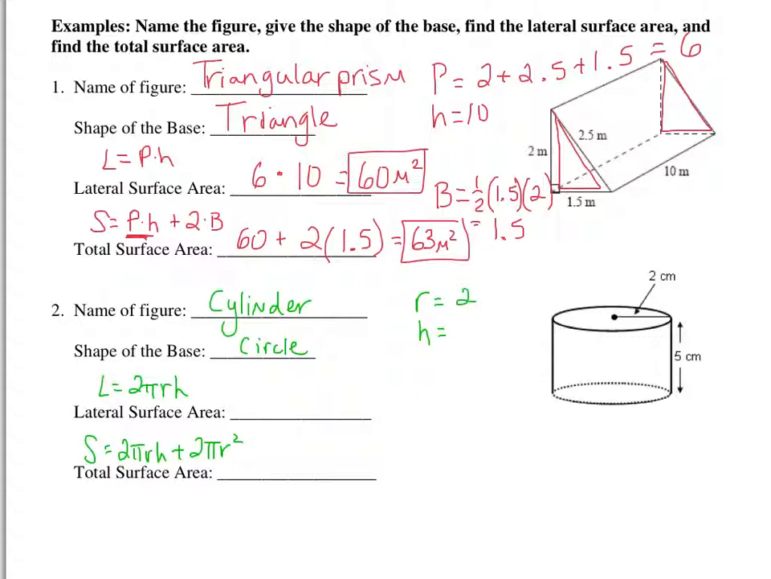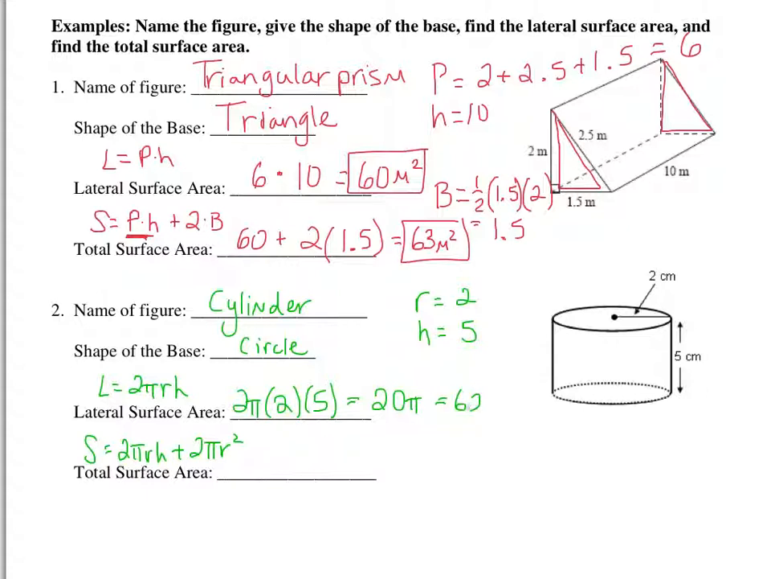The height of the prism, or not the prism, the cylinder, sorry, is again the distance between the bases, just like a prism. So it is 5. So let's go ahead and plug all of our numbers in. So 2 times pi times the radius times the height. And I want you to first start writing it with the pi symbol. So 5 times 2 is 20. So this is 20 times pi.